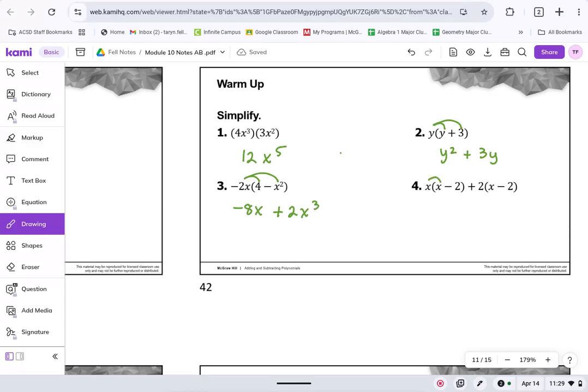And then for the last one, I'll distribute the x through to get x squared minus 2x. And then I'll distribute the 2 through to get 2x minus 4, and I can simplify. If I notice here I have two x terms, so I'd get x squared, and then they actually cancel because negative 2x plus 2x is 0, minus 4 would be my simplified answer.